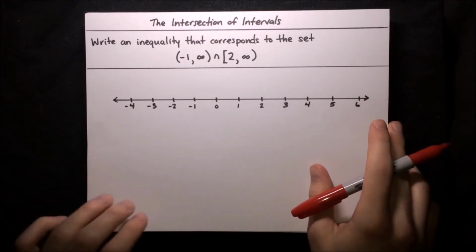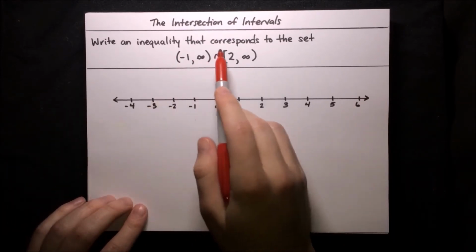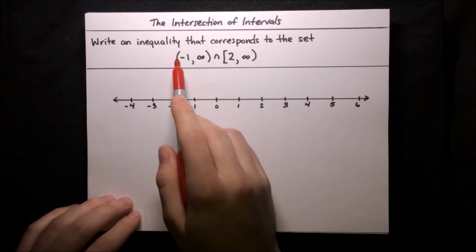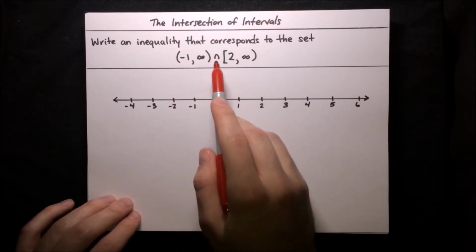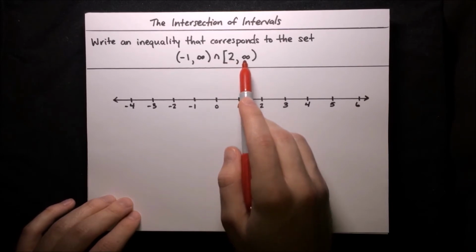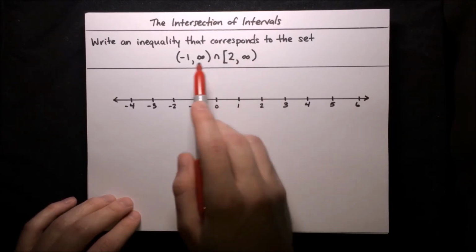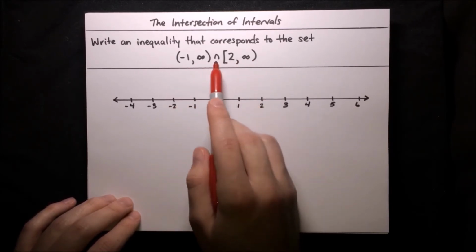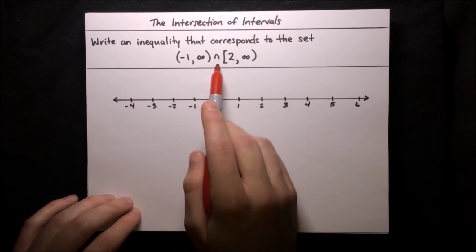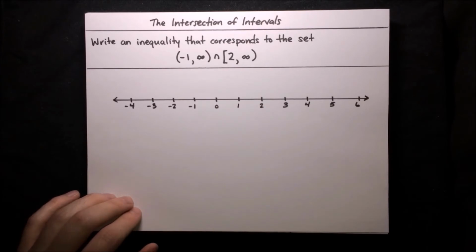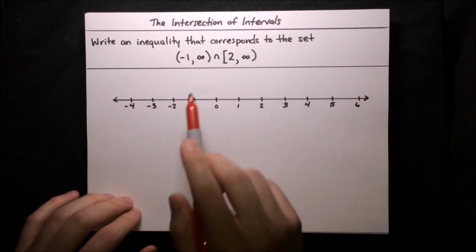Alright, next question. Write an inequality that corresponds to the set (-1, infinity) intersect [2, infinity). So these are two intervals that are being intersected, and we want to find the inequality that corresponds to the result of that operation. Why don't we start by drawing each of these intervals on the number line?